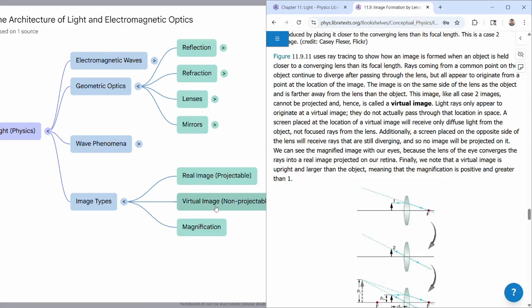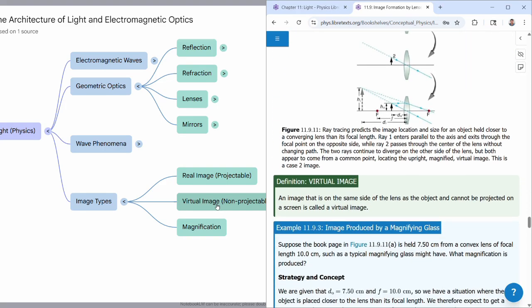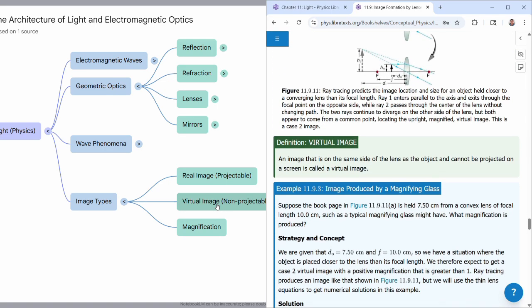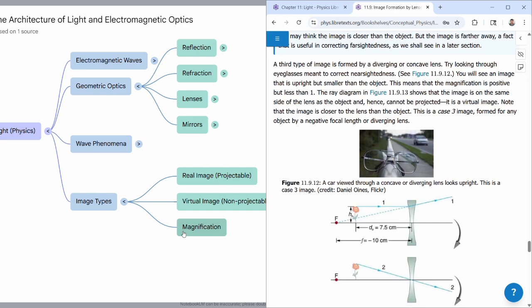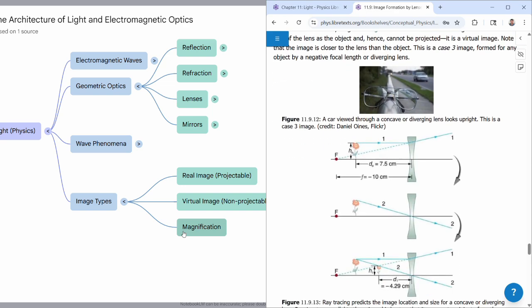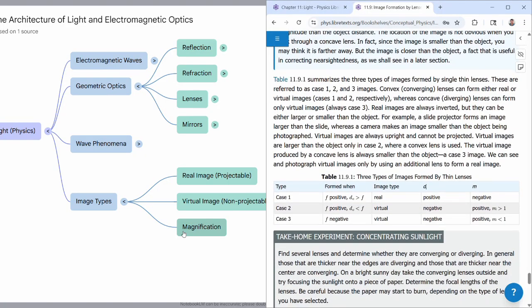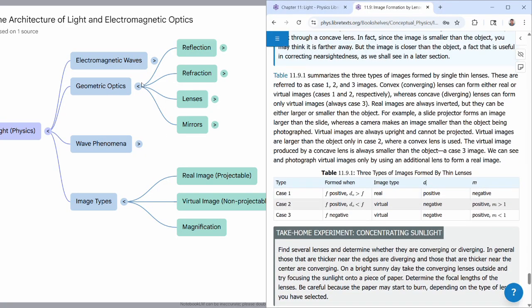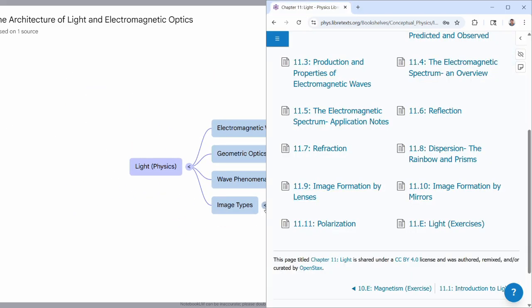And with a virtual image, the light rays still appear to come from the location of the virtual image, but the rays don't actually cross there. So if you place some screen at the location of the virtual image, it wouldn't be projected. So it's non-projectable. And magnification, that's sort of the whole purpose of a lot of these optical devices, to magnify something that's small. So that's geometric optics covered in sections 11.6, 11.7, 11.9, and 11.10.